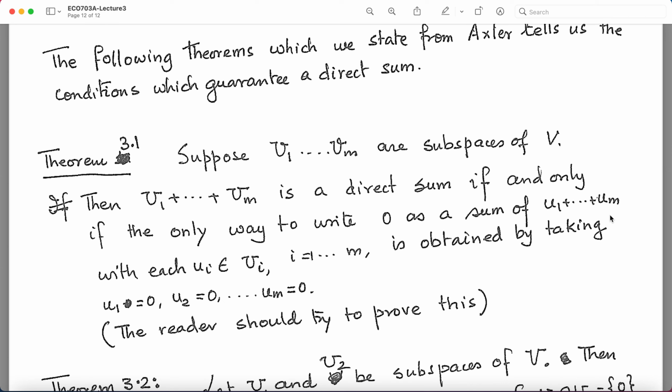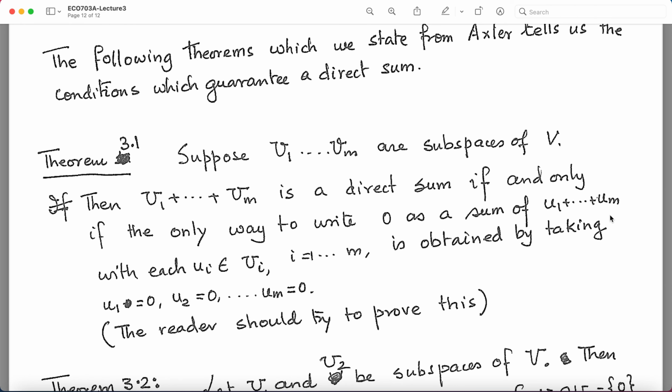So, suppose you have subspaces U1, U2, ..., UM of V, then U1 plus U2 plus ... plus UM is a direct sum if and only if the only way to write 0 as the sum u1 plus u2 plus ... plus um, with each ui in Ui, is with each ui equal to 0. Because if you take u1 equal to 0, u2 equal to 0 and um equal to 0, if you sum them you will get 0 naturally. So, this is one way of writing 0. If this is the only way of writing 0, then only U1 plus U2 plus ... plus UM can be considered as a direct sum.